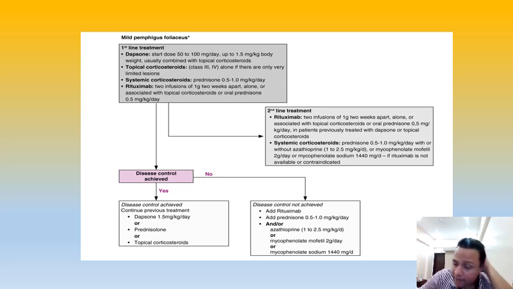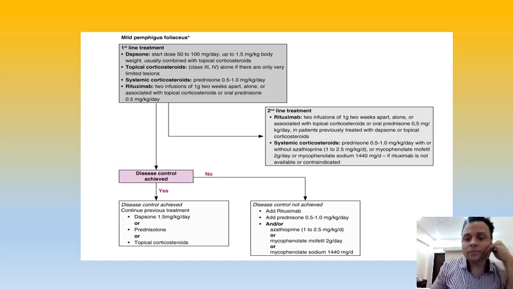We are adding a steroid sparing agent when you are not getting results, because we don't want to increase the dose of steroid. We just want to have some sparing agent. Second line treatment: rituximab alone or with systemic corticosteroid, prednisolone with or without azathioprine or MMF, if rituximab is not available. These are the second line therapies. Normally we prefer Dapsone and topical corticosteroid. When you combine second line therapy, it means you are combining the steroid and rituximab.